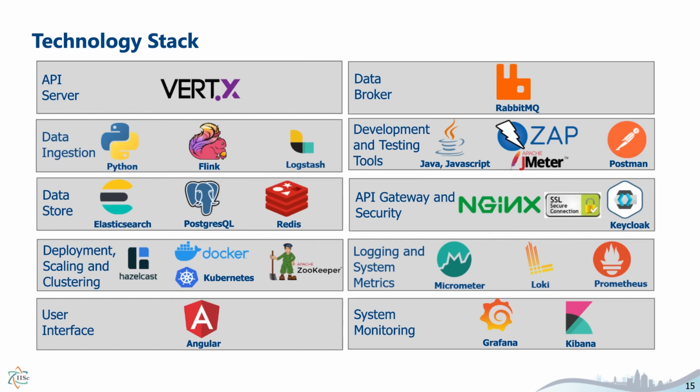We have plans to include other important brokers in future. Development and testing tools we have used again from all the open source stack, such as ZAP, Postman. For API gateway and security, we have used Nginx, Keycloak. Finally, for logging and system metrics, we've used Micrometer, Loki, and Prometheus stack.